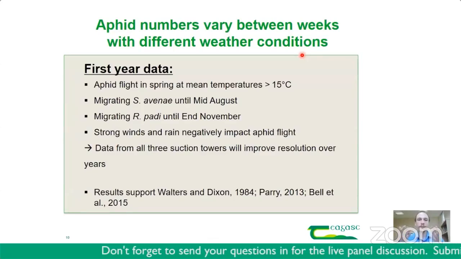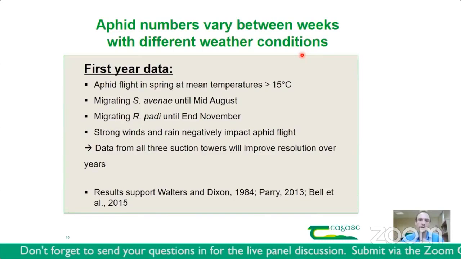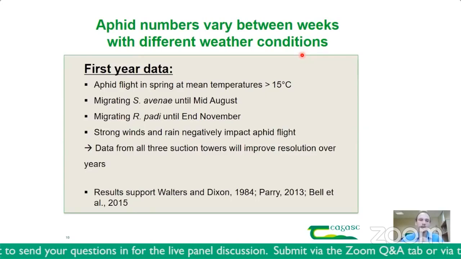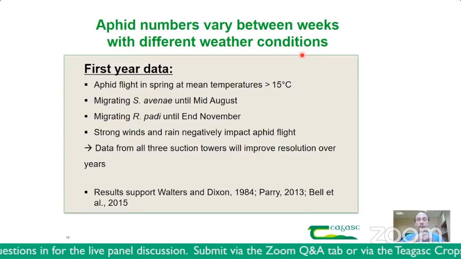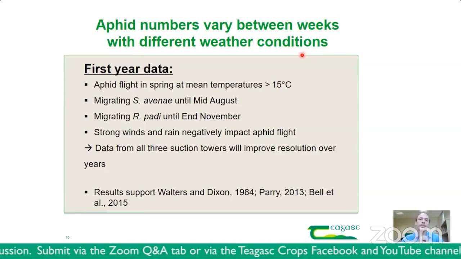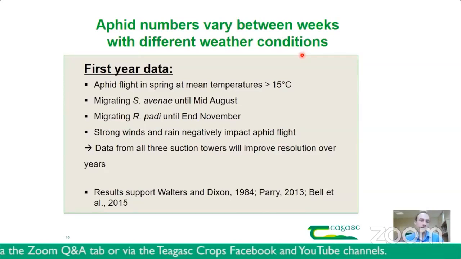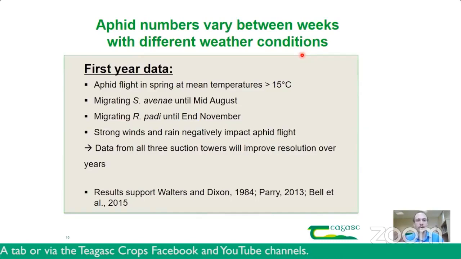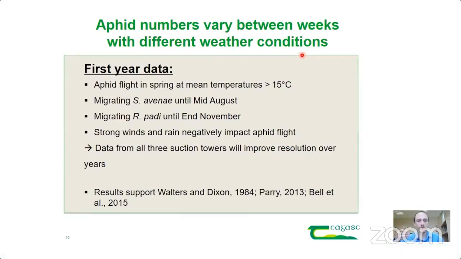We basically know that the numbers of aphids vary between the weeks of different weather conditions, and that most of the aphids start flying in spring at mean temperatures above 15 degrees. We saw that migrating Essevina are found until mid August and migrating Arpada until the end of November. However, most of the numbers declined until the end of October. And we also found that strong winds and rain negatively impact aphid flight.